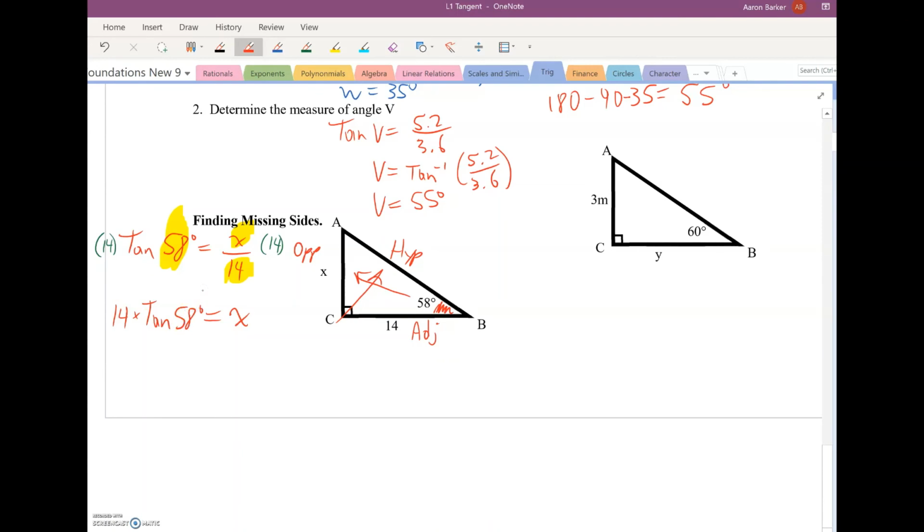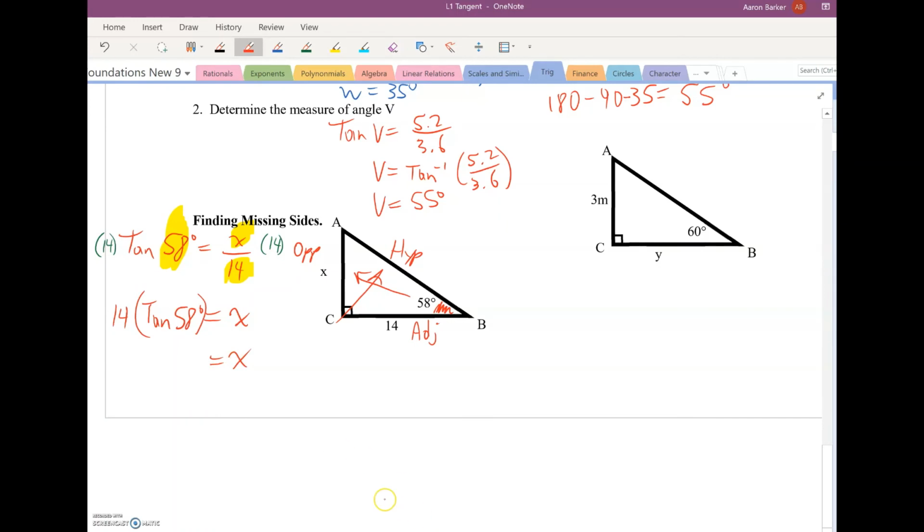Now, what Mr. Barker likes to do is I don't like to write the multiplication sign. I actually like to write brackets. Because this whole tan 58 degrees is a ratio, it's an entity, I like to show that by using brackets for my multiplication. Okay. Now you go to your calculator.